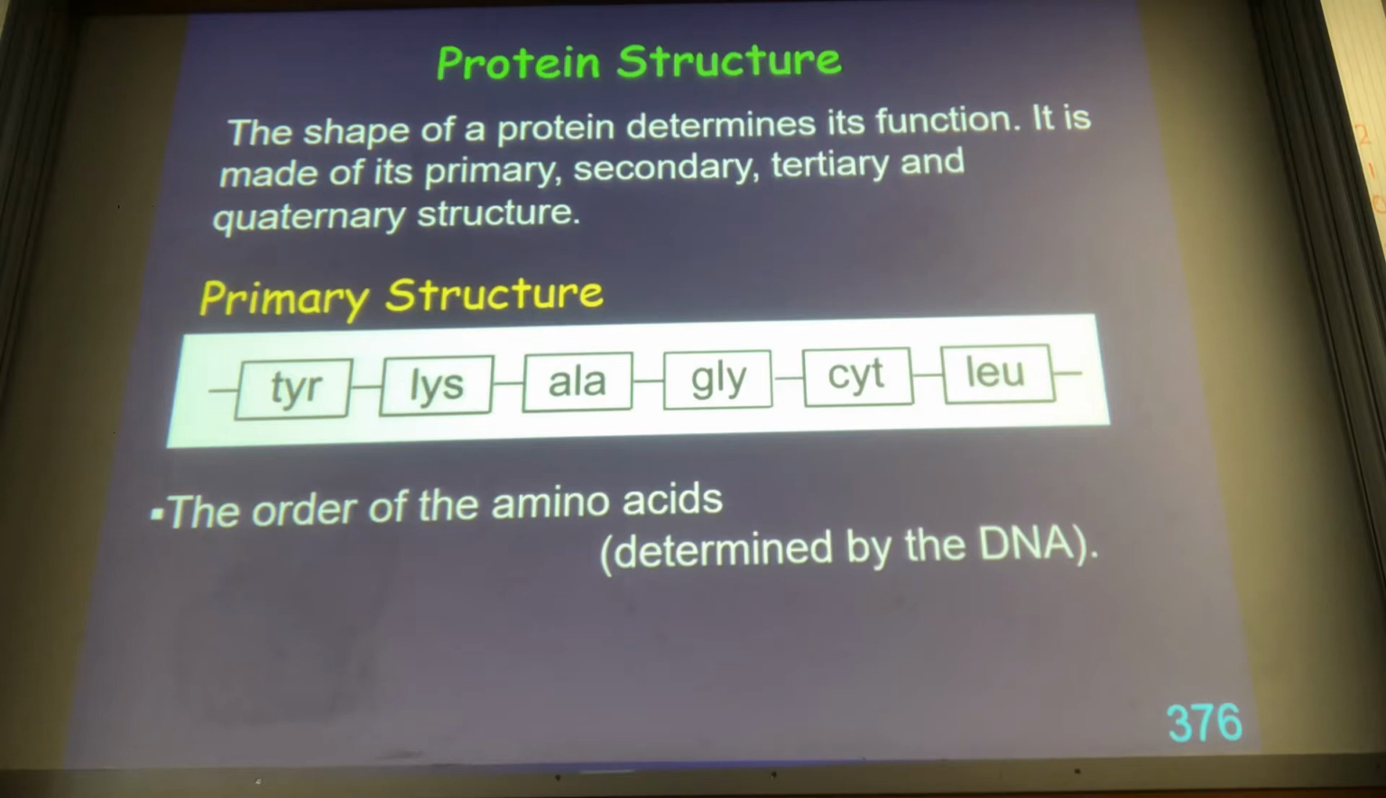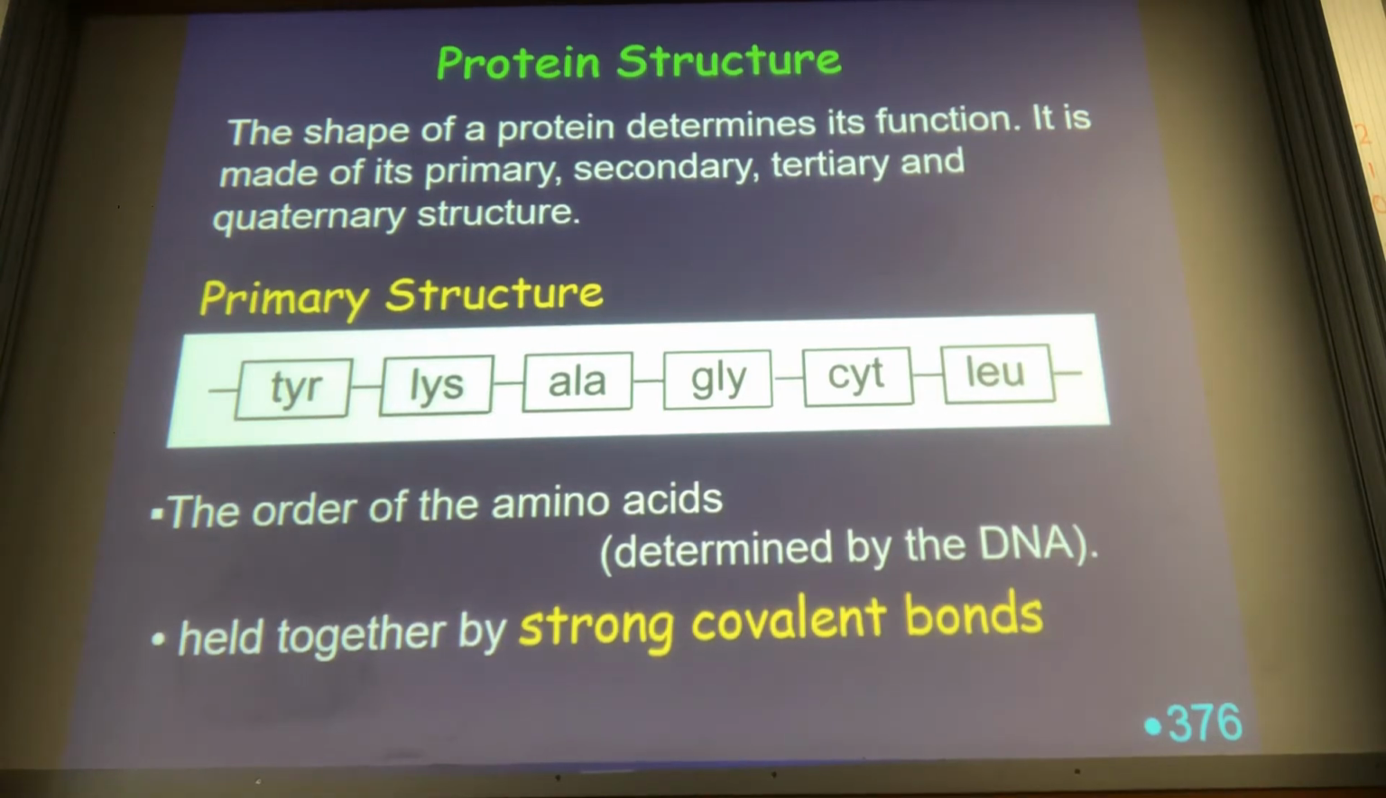Now, the amino acids, of course, are joined together by covalent bonds, that peptide bond between each one, strong covalent bonds. If you want to break down the primary structure, you've either got to do so pretty ruggedly with acid and high temperatures in a test tube, or you've got to use specific enzymes like proteases to break them down biologically. But strong bonds, hard to break.